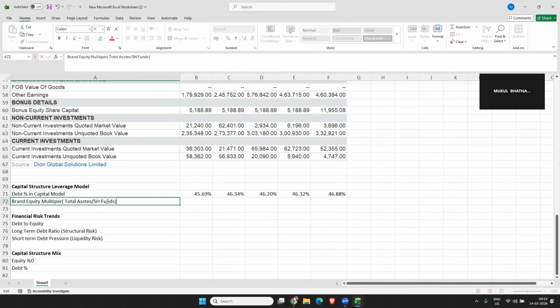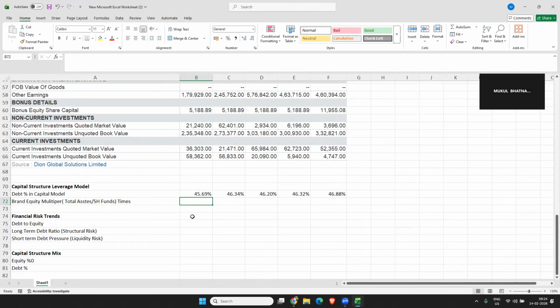Total assets divided by shareholder funds. And this ratio is calculated in times, not in percentage. Make sure that you are not messing up with the units. So let me apply the formula here.